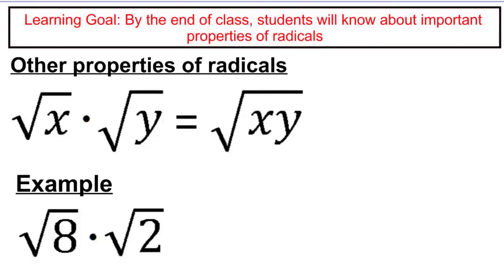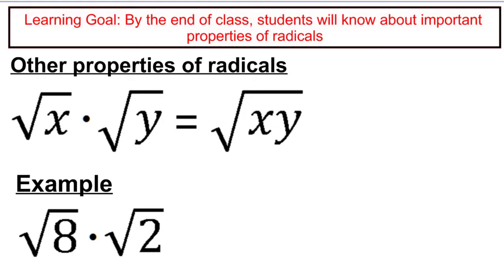Alright, so let's talk now about some of the other properties of radicals. And again, this is going to apply to any radical with any index. It doesn't matter if it's a cube root or a square root or a fourth root or a 10th root. All of these properties work for all of our problems. Okay, so the first property that we want to remember is how do we multiply together radicals?